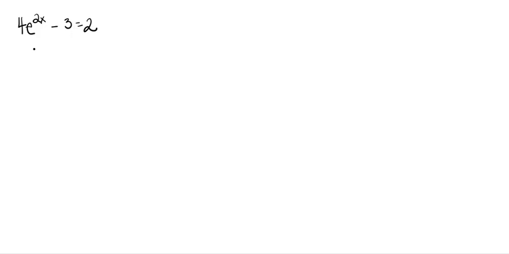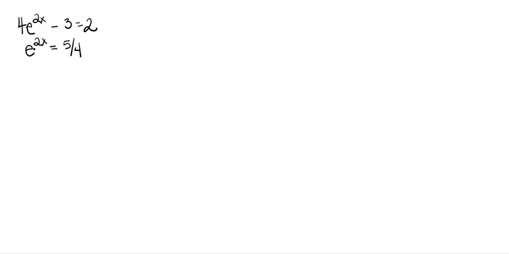If we can't find the same base, which we're not going to be able to do because we can't make the other numbers have a base of e, then we're going to have to take the natural log of both sides. But before we do that, we need to get this expression that has the 2x and the e by itself. So we're going to add 3 to both sides and divide by 4. And when you get that, you have e to the 2x equals 5/4.